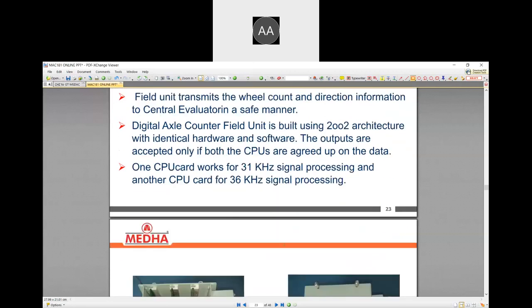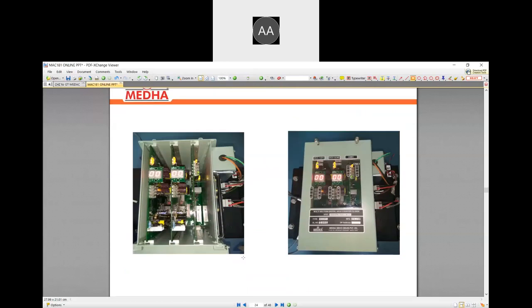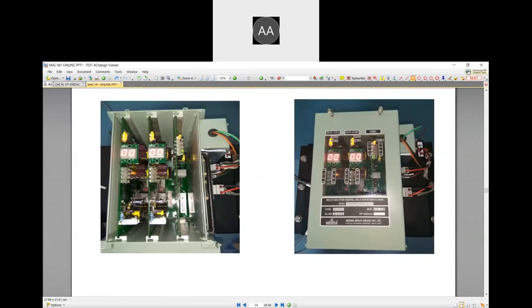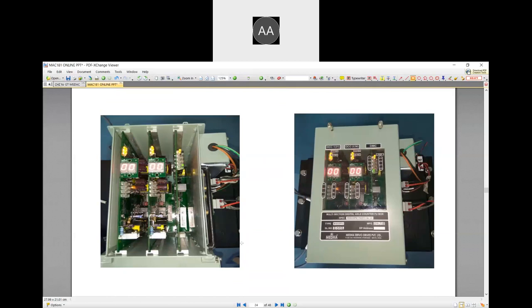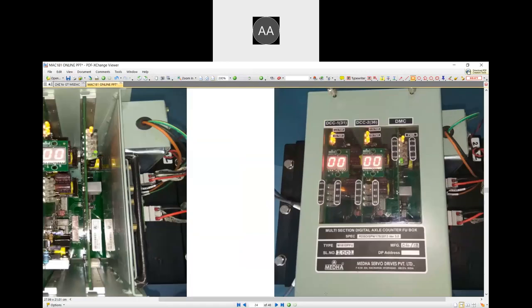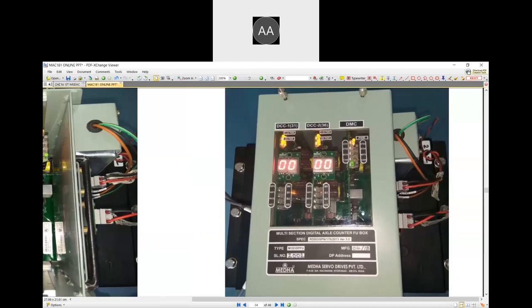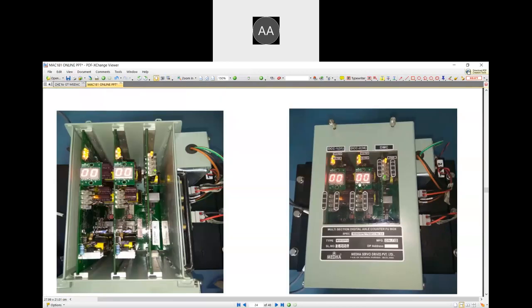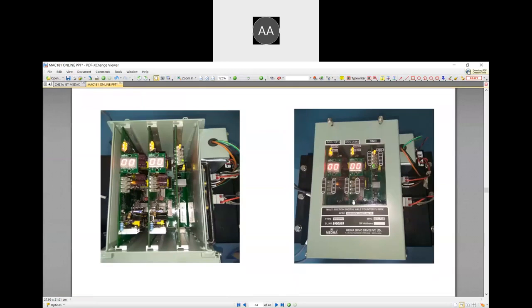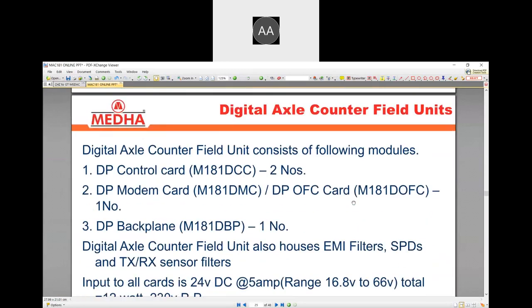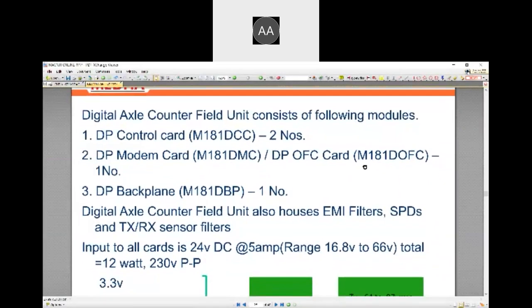So here you can see in the picture how the system looks like. So as there are two sensors, so there will be two cards, one for 31 and one for 36. And this is the processing card that will process the information and will give the information to the central evaluator. For the two sensors, two cards will be provided. So these are the cards that are available in the DSC-FU unit.